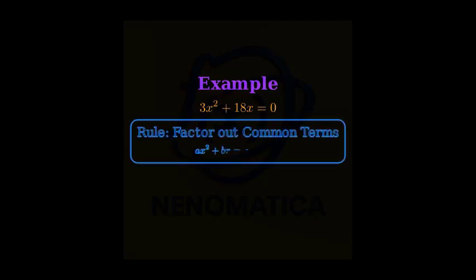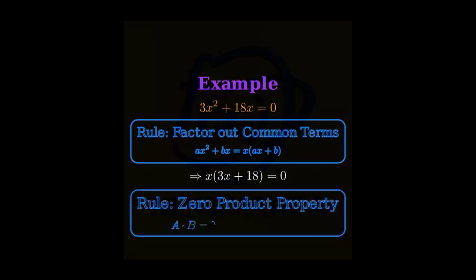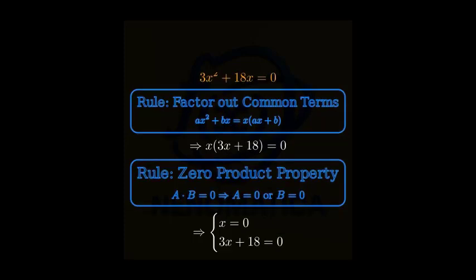First, we notice that both terms share a common factor of 3x, which we can factor out. When we have a product equal to 0, we can apply the zero product property. This property states that if a product of factors equals 0, then at least one of the factors must be 0. Now, we have two simpler equations to solve.